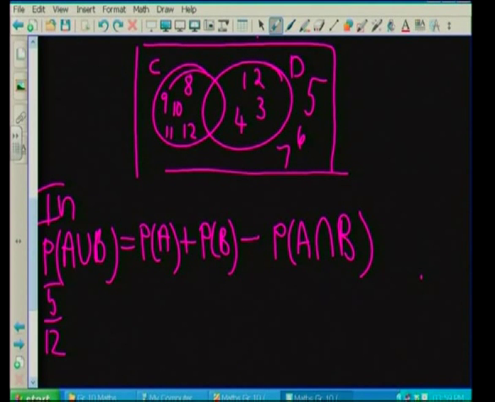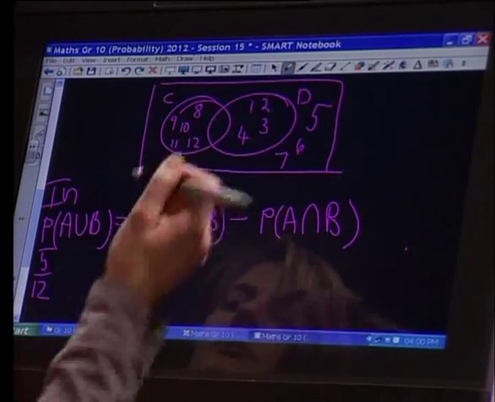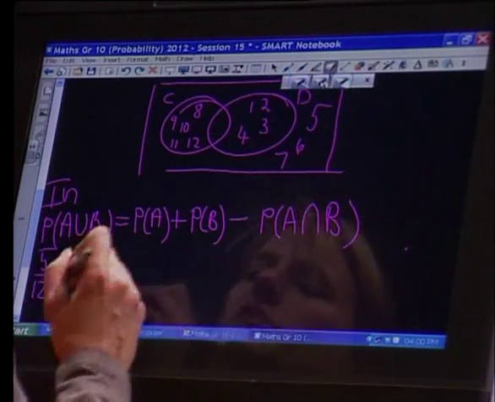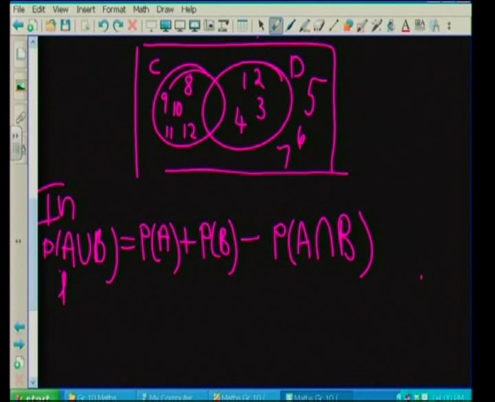So the probability of A or B, sorry guys, is 1, 2, 3, 4, 5, 6, 7, 8, 9 out of 12. We already know that. It's not necessary to add them together again. So I'm going to say this side is 9 over 12.